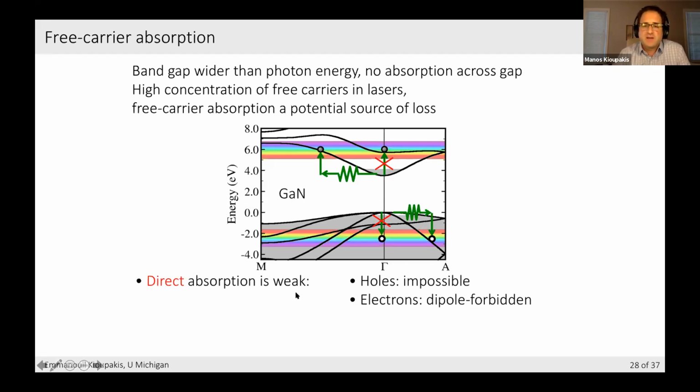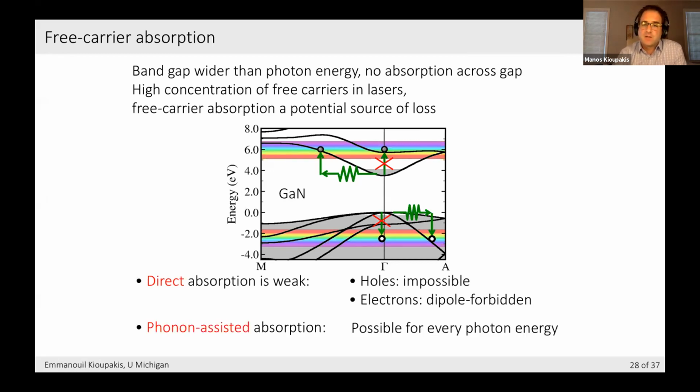In the case of gallium nitride, we see that direct absorption is actually weak. For holes, there are no states for the holes to go to. For electrons, there is a band, but the transition is dipole forbidden. So you don't expect light to be absorbed by free carriers in a direct fashion. But once you put in phonons, then you see that it becomes possible. Because now if you get extra momentum from a phonon, your electron can end up in states everywhere throughout the Brillouin zone and for every photon energy. And that can be a source of loss in doped semiconductors.